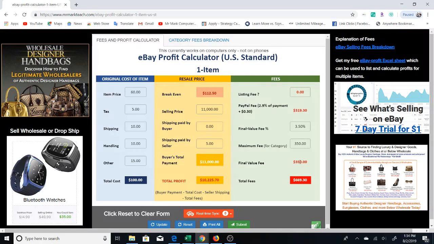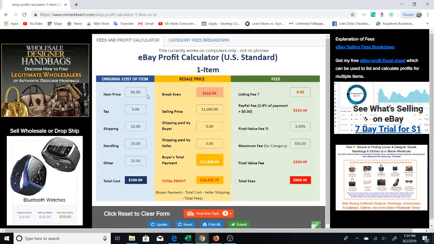This is the maximum final value fee that I can be charged. So it will not allow the final value fee to go past this number, $350. Whatever number you put here, this is the most it will charge you. The final value fee, yes, it is 3.5% of your payment, but there's a maximum of $350. So there's a certain point where this fee does not go up. And this is basically how the calculator works.